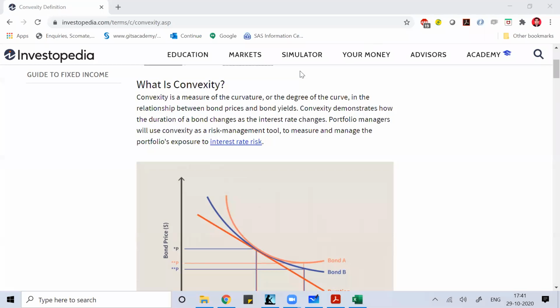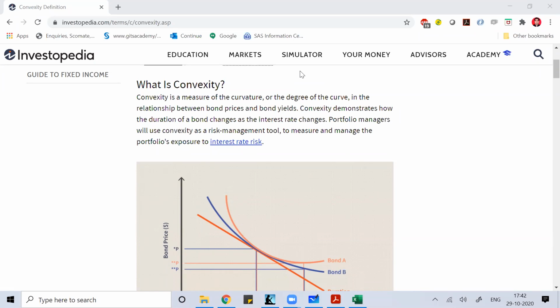Okay, fine. You can read this by yourself. I think you can see my screen. Convexity is a measure of curvature, or the degree of the curve, in the relation between the bond price and the bond yield. Convexity demonstrates how the duration of the bond changes as the interest rate changes. In other words, convexity is the second order derivative of the change in the duration of the bond with respect to the change in YTM.